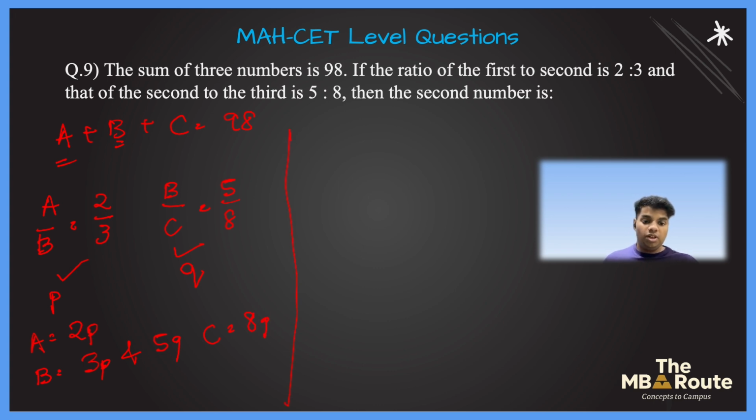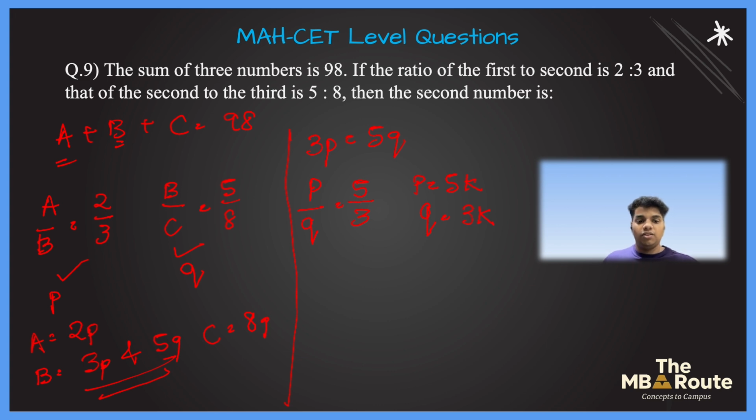So from here we know that 3P is equal to 5Q, as both represent the same number. So 3P is equal to 5Q, so P by Q is equal to 5 by 3. Now here we have a ratio again, so let's take a multiplying factor again, that is K. So P is equal to 5K and Q is equal to 3K.